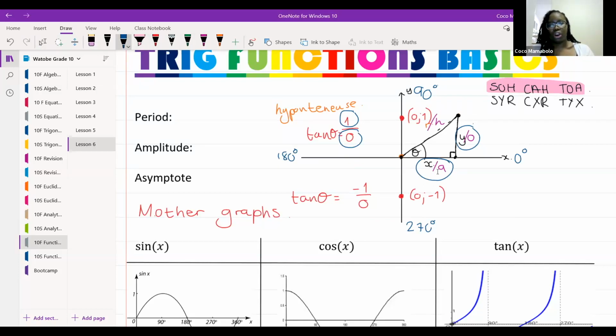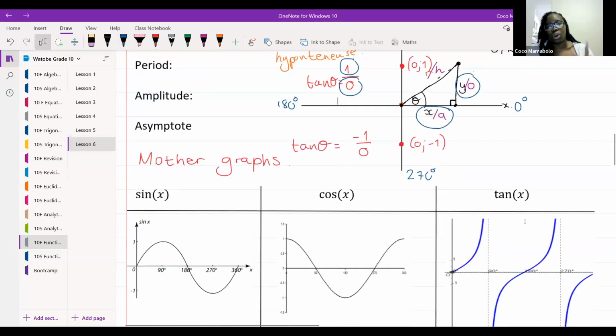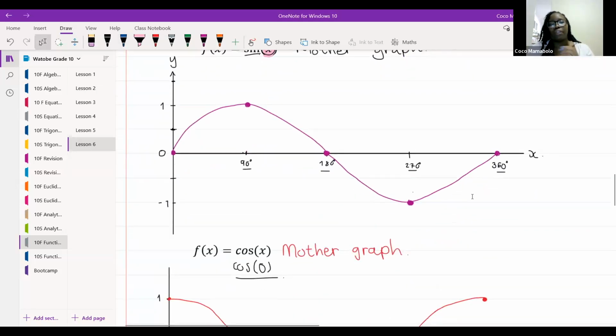Okay. All right. Now look at the mother graphs, guys. Don't let go of them. Do not let go of the mother graphs.